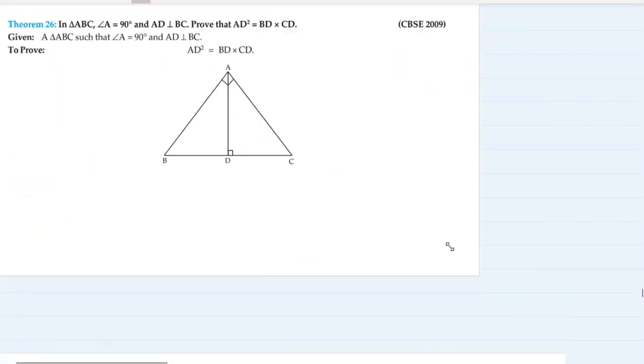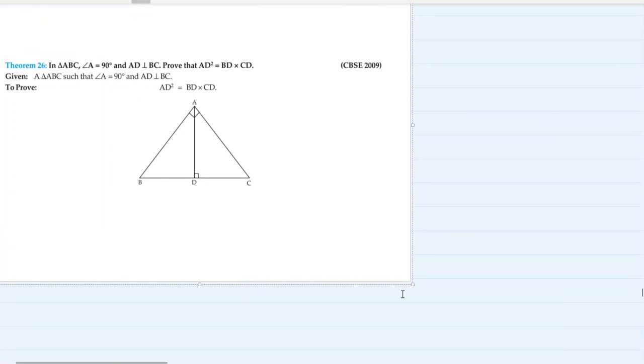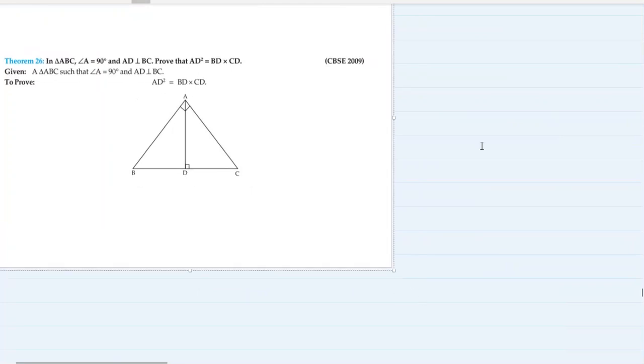This is your next question. In triangle ABC, angle A is 90 degree and AD is perpendicular to BC. Prove that AD square is equal to BD into CD. Okay, so we have to prove that AD square is equal to BD multiplied by CD, and we can see three right angle triangles over here, one ABD, one ACD, and one ABC. Okay, so let's see how we will prove it.